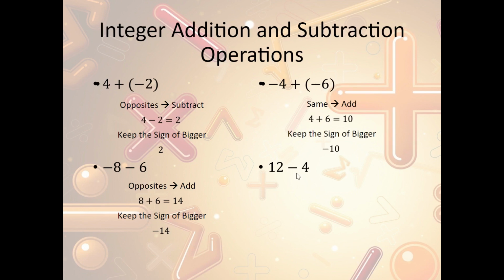Now 12 minus 4, same sign, right? Because they're both positive. So we subtract. So 12 minus 4 is 8. Keep the sign of the bigger number. So 12 is the bigger number, which is positive. So it's positive 8.